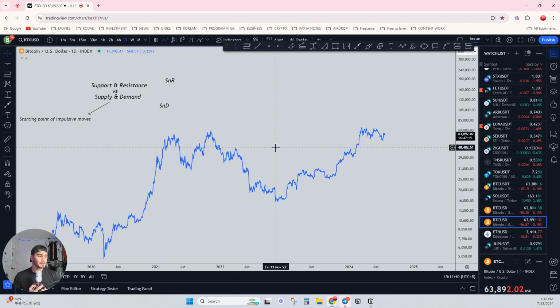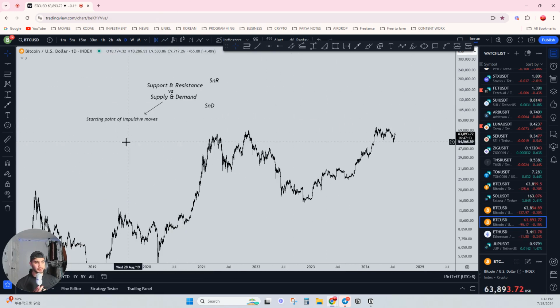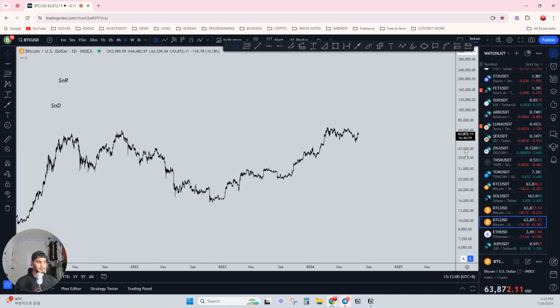Okay, from here we can use candlestick chart. As usual, people always use candlestick chart. So I hope you remember this. Supply demand is the starting point of an impulsive move. Support and resistance is just the area where price reacts before it goes higher or it goes lower. So again, supply and demand, starting point of impulsive move. It must be impulsive move.